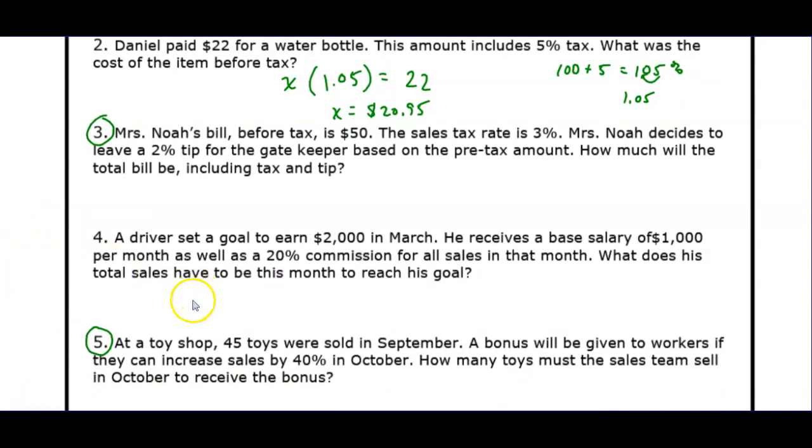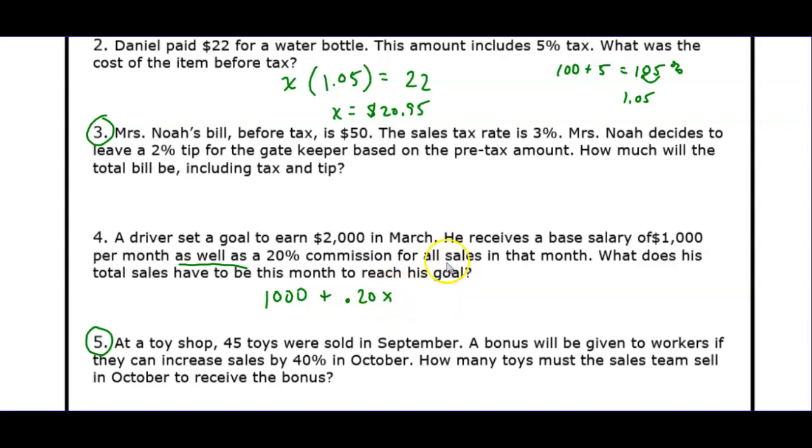The driver set a goal to earn $2,000 in March, receives a base salary of $1,000 per month, as well as, so we're going to add something on, as well as a 20% commission for all sales in that month. So what that means is however much merchandise or however much of product this person sells, they're going to be able to multiply that amount by 20% and add it on to their salary. So he's making $1,000 to start with. And then what we're adding on is 20% of how much we sell. Now, we don't know how much that is, but 20% written as a decimal for calculation purposes looks like 0.20. And then an unknown amount of sales.